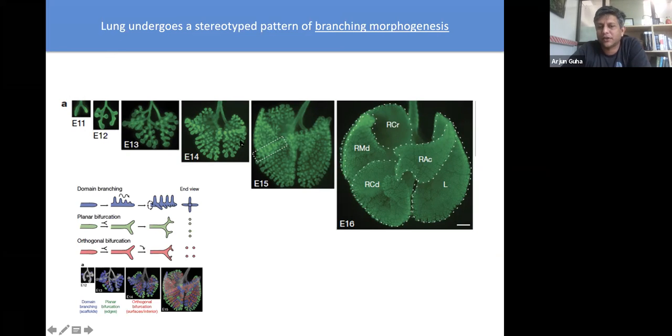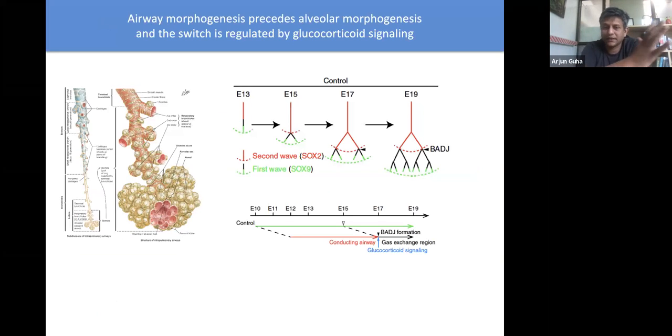And of course, this entire branch network is generated by three different branching subroutines: domain branching, planar bifurcation, and orthogonal bifurcation. The order in which these subroutines are used to create a branch structure like the lung is visually shown here. The initial branches are all via domain branching. The later branches are essentially a function of either planar bifurcation or orthogonal bifurcation. We will come back to this pattern when we discuss the mechanisms and modes of branching morphogenesis in the kidney. Of course, this branch tree essentially creates the basis for the airways.